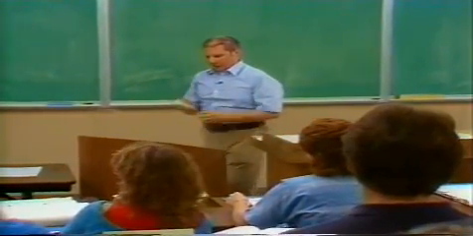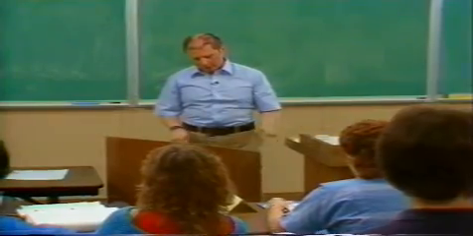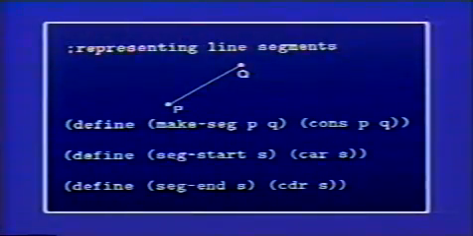So we can represent line segments in exactly the same way. For the line segment from P to Q, we'll say there's a constructor make segment, and there are made-up names for the selectors, the starting point of a segment and the ending point of a segment. And again, we can implement a segment using cons as a pair of points, and car and cdr get out the 2 points that we put together to get the segment.